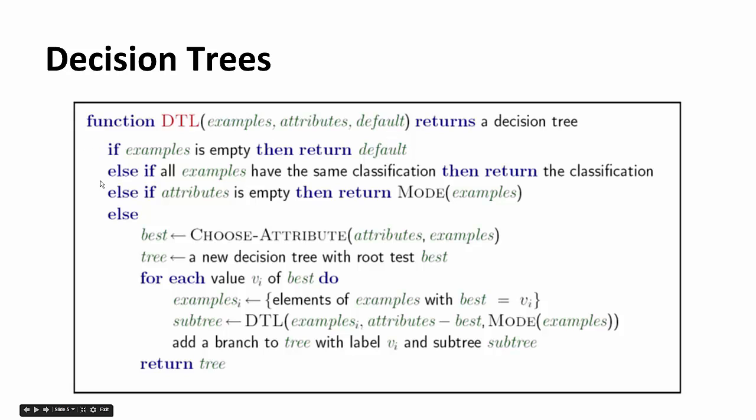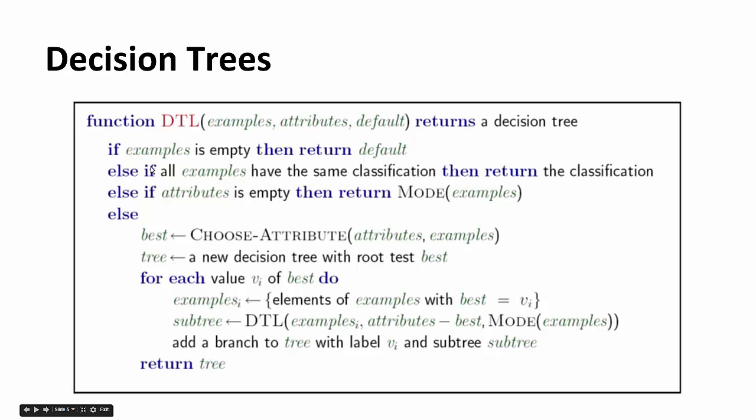So when I look at this code, I like to split it into two chunks. The first chunk will be these first three lines. So these are going to be our base cases. And this is where the leaves of the tree are created. So these are where we're going to actually assign the classifications. So let's just look at those three really quickly.